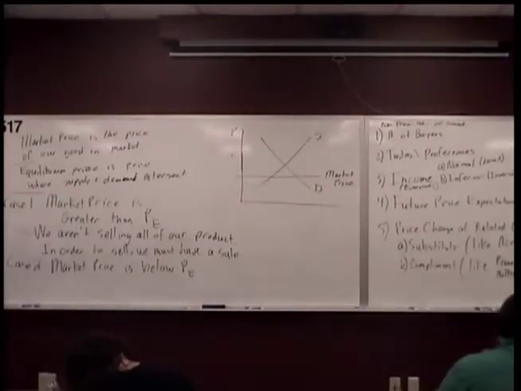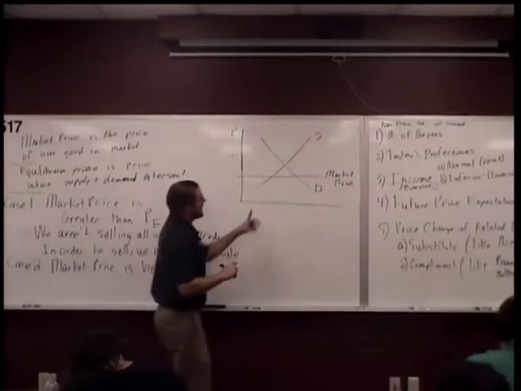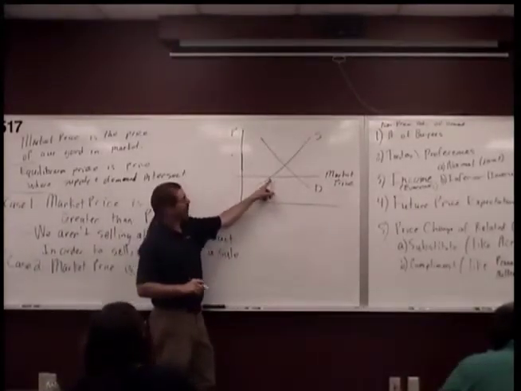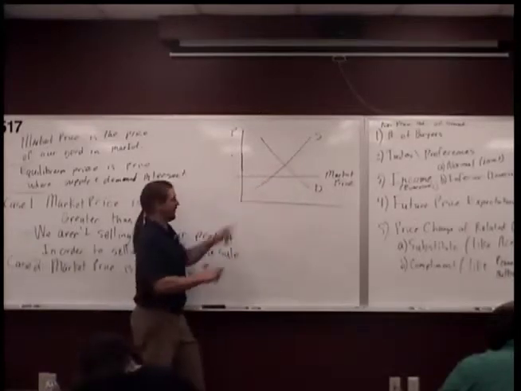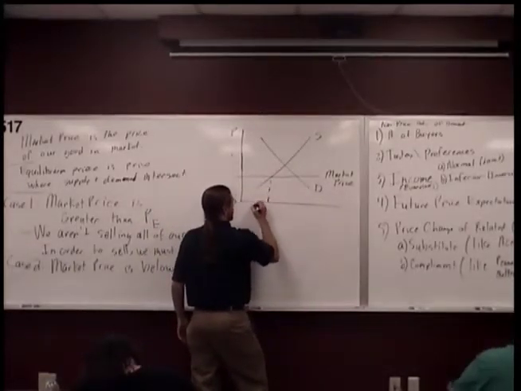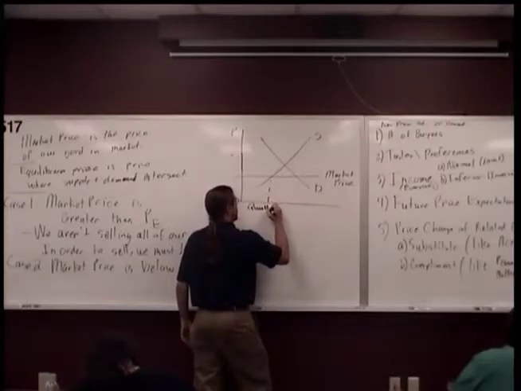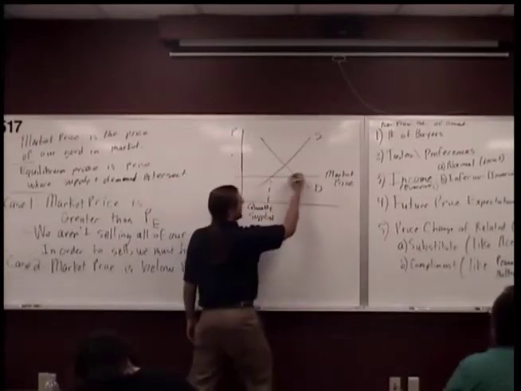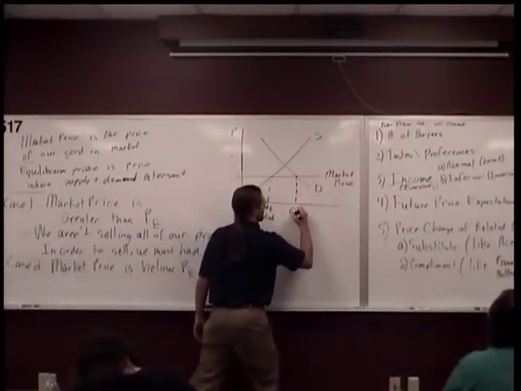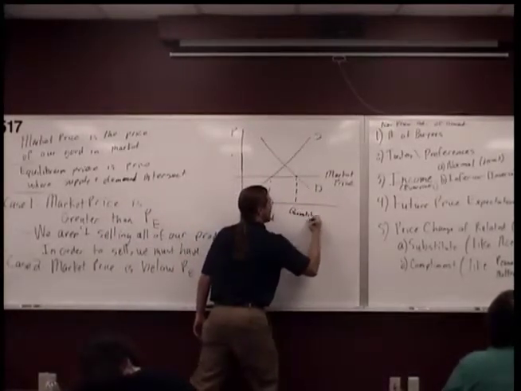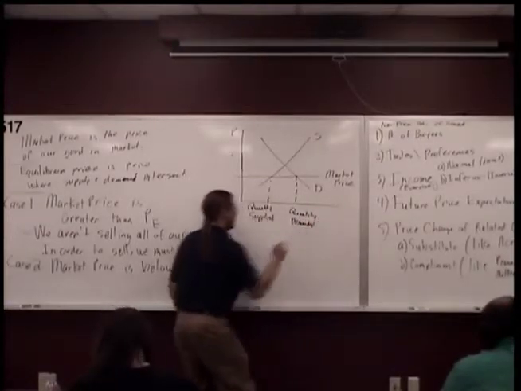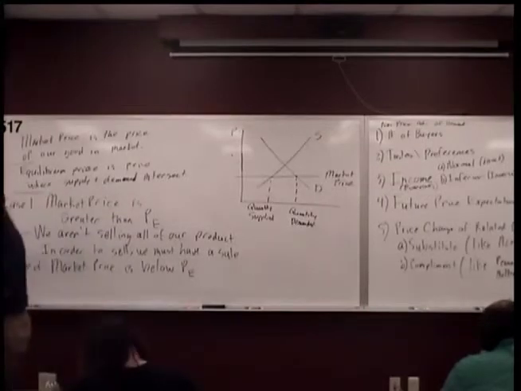Again, this time, though, which curve do we hit first? Supply. We're going to hit supply first, right? So this is our quantity supplied. At this price, this is how much our buyers are buying. What's happening under this situation?